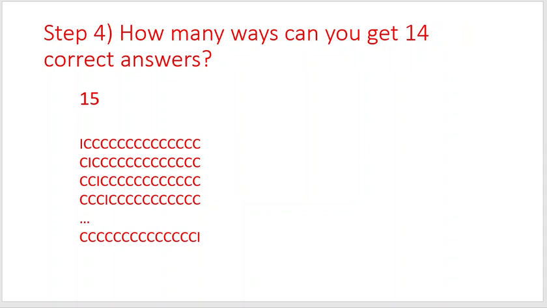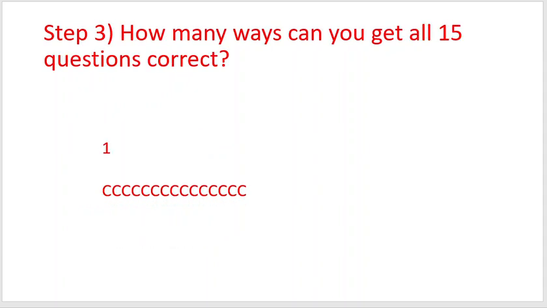Then let's see, how many ways can you get 14 questions correct? That means you've got 1 wrong. So in this scenario, we could get the first question wrong and then the next 14 right. We could get the first question right, second question wrong, and then the next 13 right. And if we think about that, there are 15 different ways that you can move that incorrect answer, the I for incorrect, across. So there are 15 ways that you get 14 questions right.